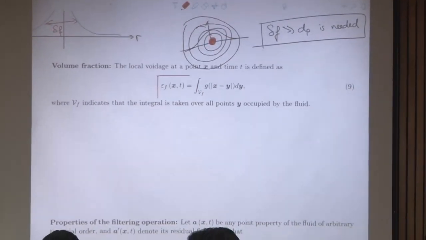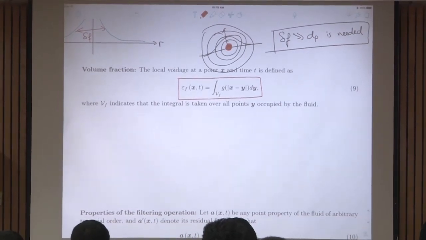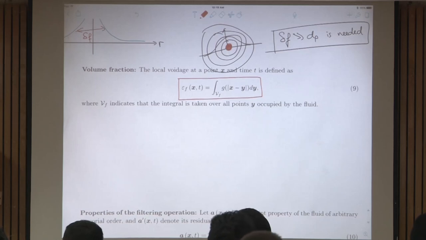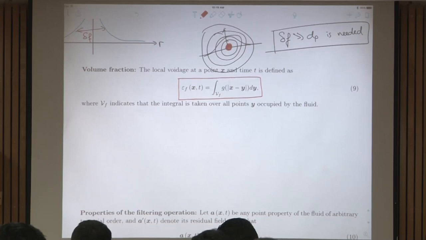So this is a fluid volume fraction. I'm integrating my filter at a given point. This is a convolution product, right? We're filtering. So I'm convolving my position everywhere in space with my filter centered in my position of interest. Since my filter integrates to 1, if I had no particles, integrating over all the fluid region would give me a value of 1. I would obtain a unity fluid volume fraction.